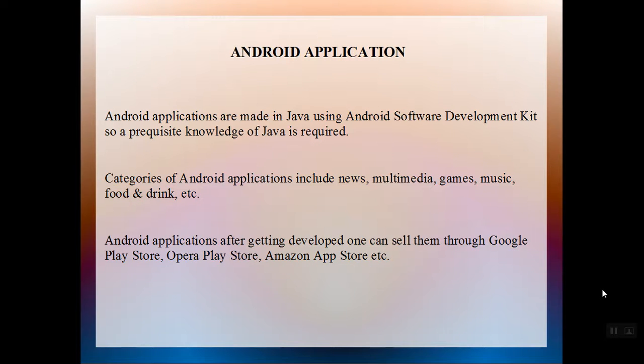Now let's talk about Android applications. Android applications are made in Java using the Android Software Development Kit, so prerequisite knowledge of Java is required. Categories of Android applications include news, multimedia, games, music, food and drink, and so on. After getting developed, one can sell them through Google Play Store, Opera Play Store, Amazon App Store, and many more.